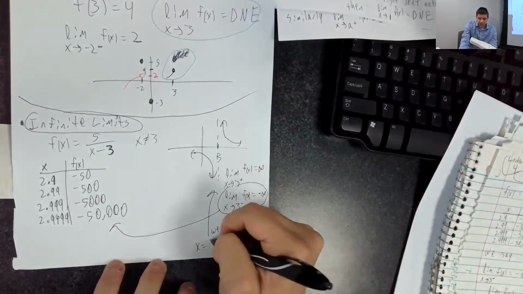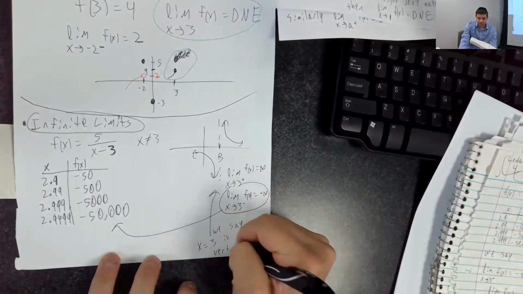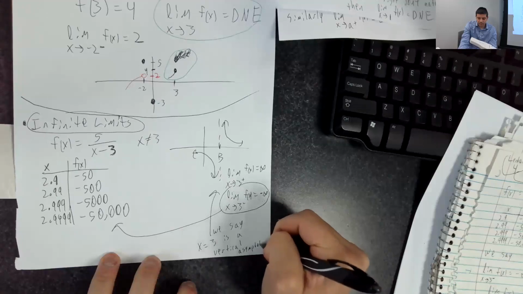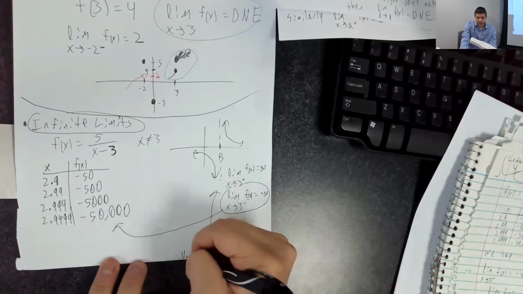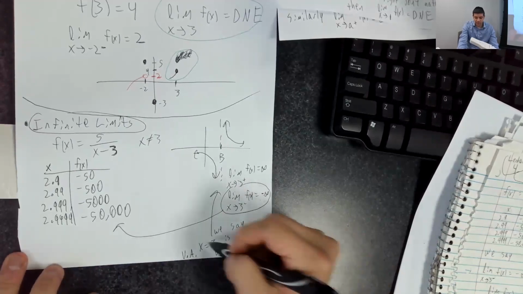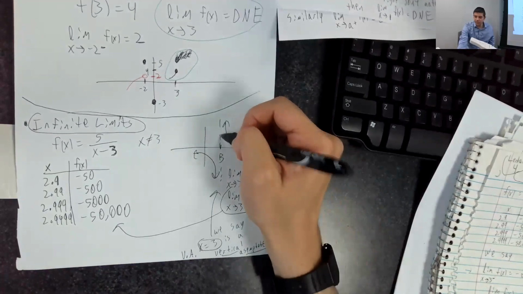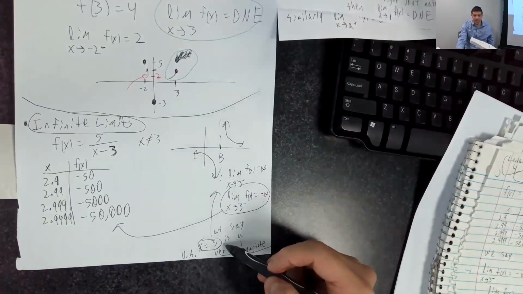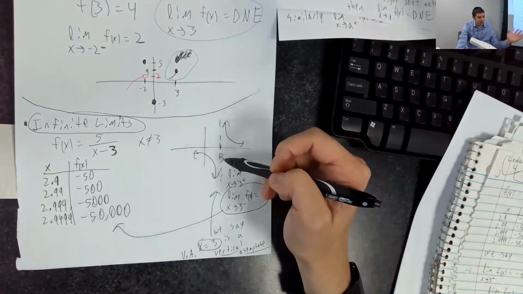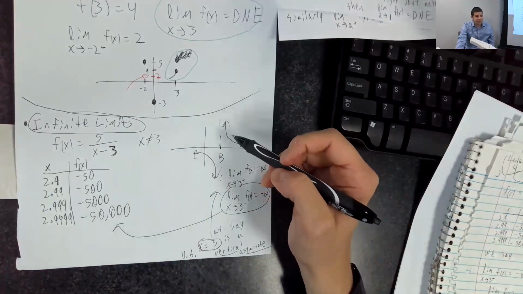x equals 3 is a vertical asymptote. I guess VA, abbreviate vertical asymptote. So that's what it means. x equals 3 is a vertical asymptote. We think of a line, x equals 3, as a vertical asymptote, where on the left or right, the function is blowing up. That's the official math term.